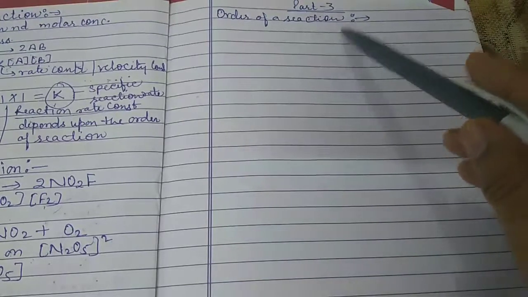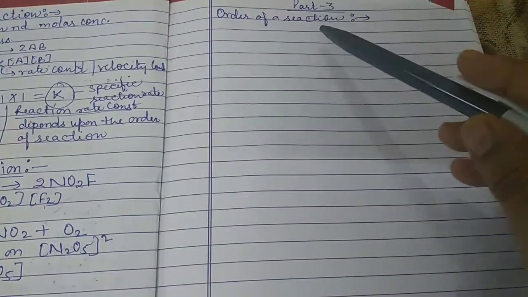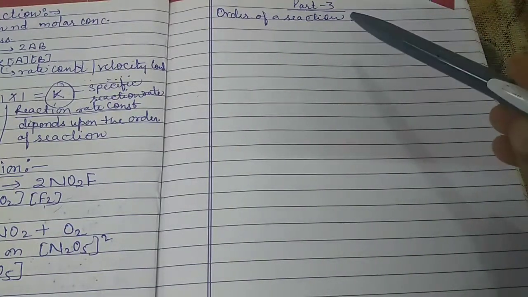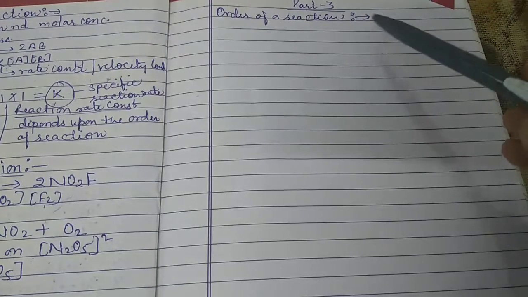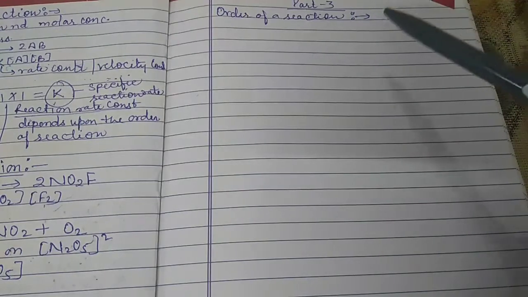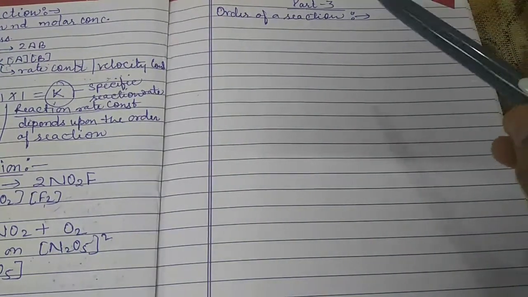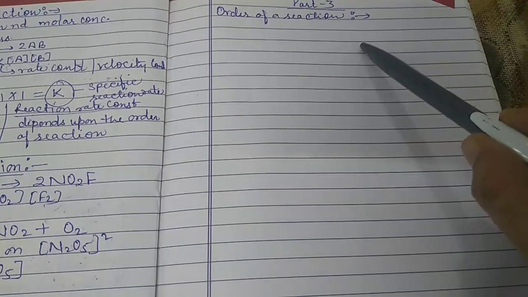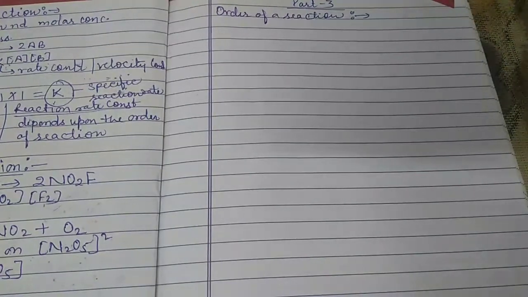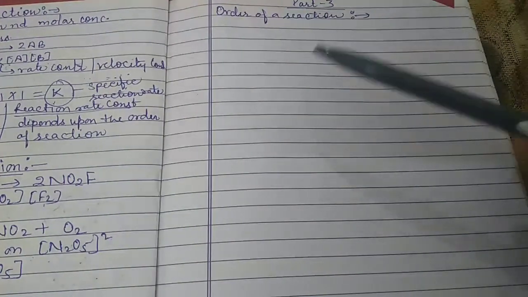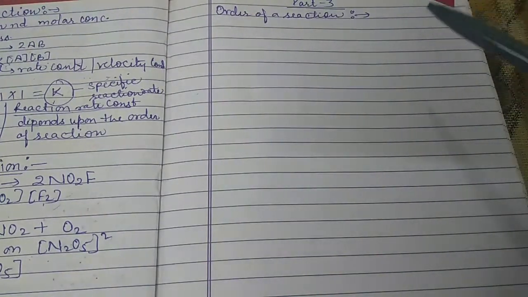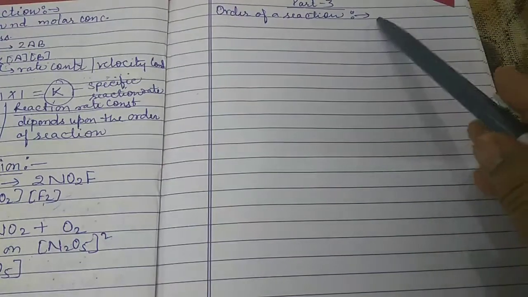To calculate the order of a reaction, we must carry out experiments to find out the dependence of reaction rate on the concentration of each individual reactant at a given temperature. The concentration dependence of various reactants, as we have discussed earlier, is given by the rate law, and thus the order of reaction is defined as the sum of the powers.